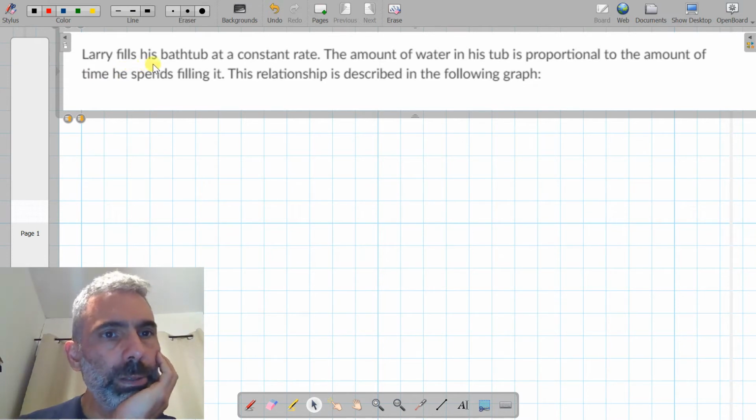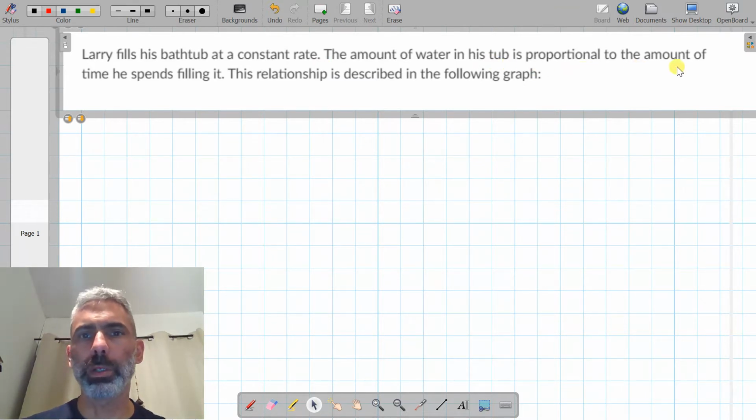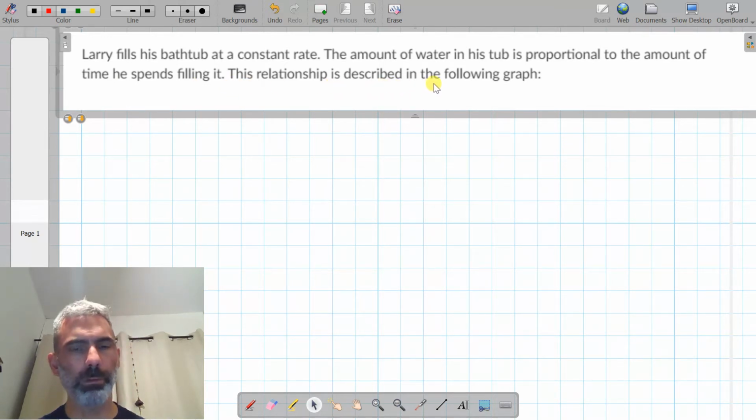Larry fills his bathtub at a constant rate. The amount of water in his tub is proportional to the amount of time he spends filling it. The relationship is described in the following graph.